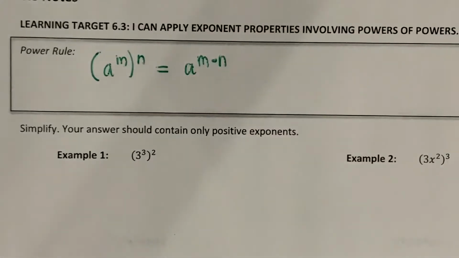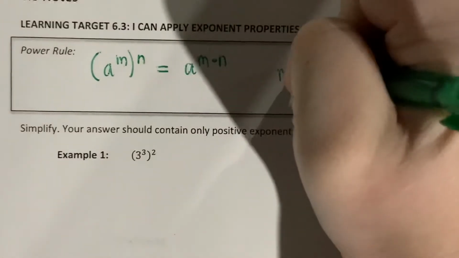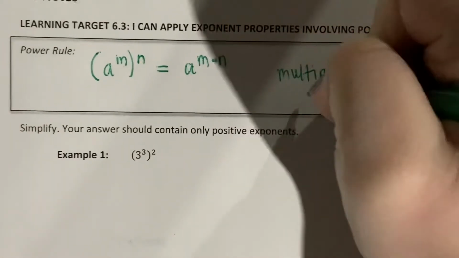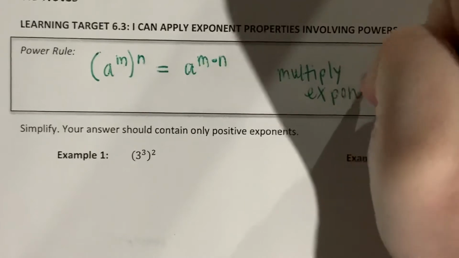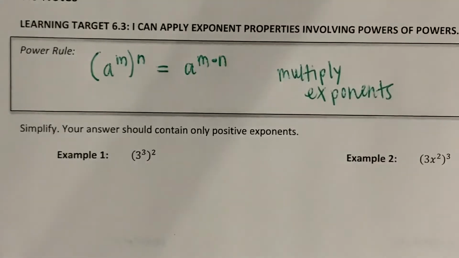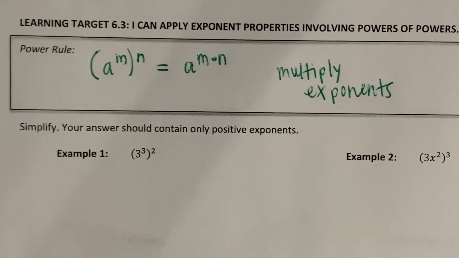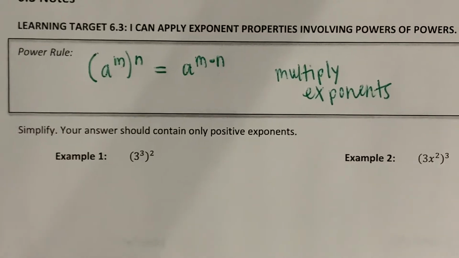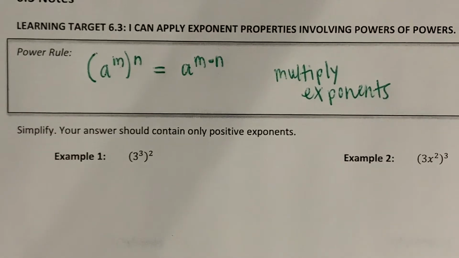We can make a note here that we multiply exponents. So that's what we do when we have powers of powers. We will multiply the exponents. Our directions say to simplify and that our answer should contain only positive exponents.